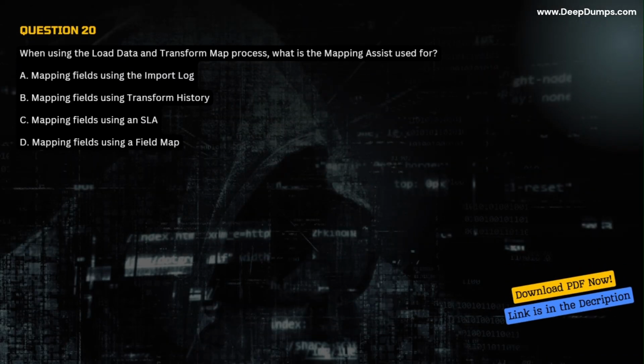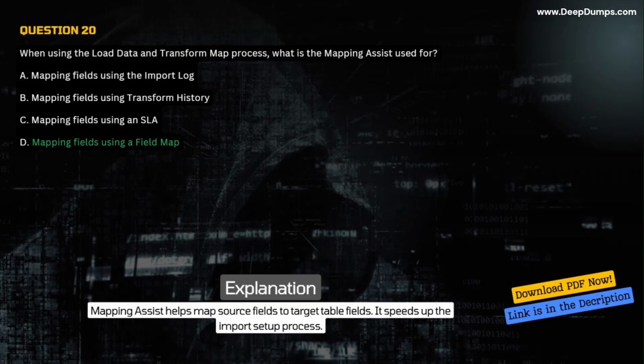Question 20. When using the Load Data and Transform Map process, what is the Mapping Assist used for? A. Mapping fields using the import log. B. Mapping fields using transform history. C. Mapping fields using an SLA. D. Mapping fields using a field map. Correct answer D. Explanation: Mapping Assist helps map source fields to target table fields. It speeds up the import setup process.